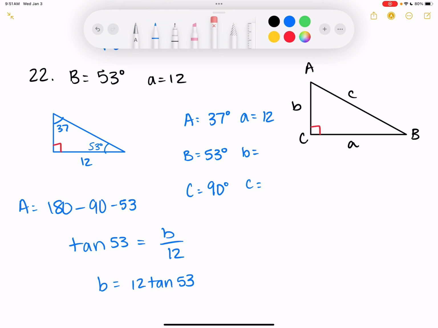And then you're just going to type it in as 12 tangent 53. So that side length B, rounding to the nearest whole number, is going to be 16.